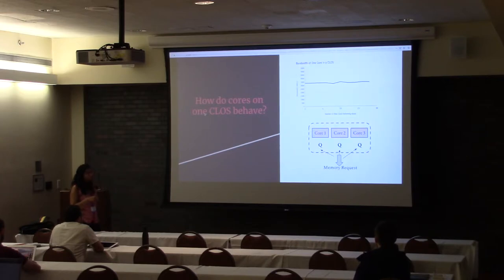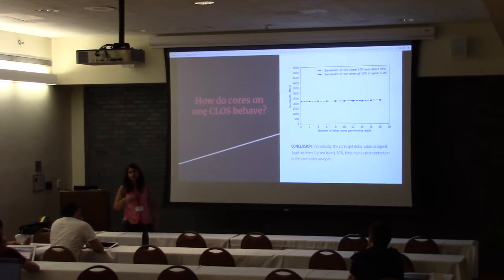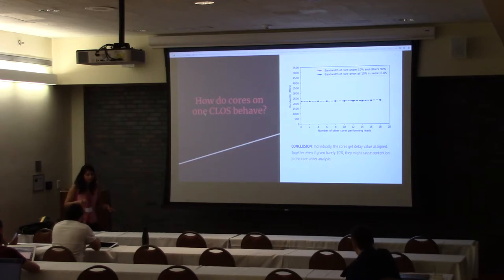But if you were in the scenario where you had your individual value assigned to you, and no matter how many cores came into that class of service you would still see this value, then your line should have been a flat line. And we ran this experiment. We ran it at 10% because we wanted to make sure that the system was not saturated; if we had made the system saturate, we would have seen a decrease in bandwidth. So we made sure we were running at 10%, and we kept adding the cores. And as you can see, we get a flat line.